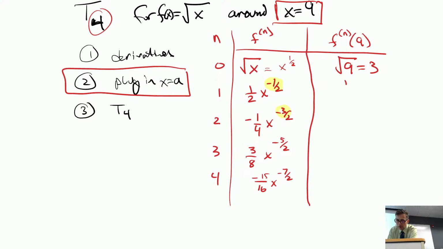So this ends up being 1/6, because it's going to be 1/2 times 9 to the negative 1/2, which is 1/2 times 3, because the square root of 9 goes in the denominator. So here this is going to be 1/4 times 4 times 27, because 9 to the 3/2 is 27. Whew. See if I can do this. 9 to the 5/2 is 243. So this will be 3/8 times 243.